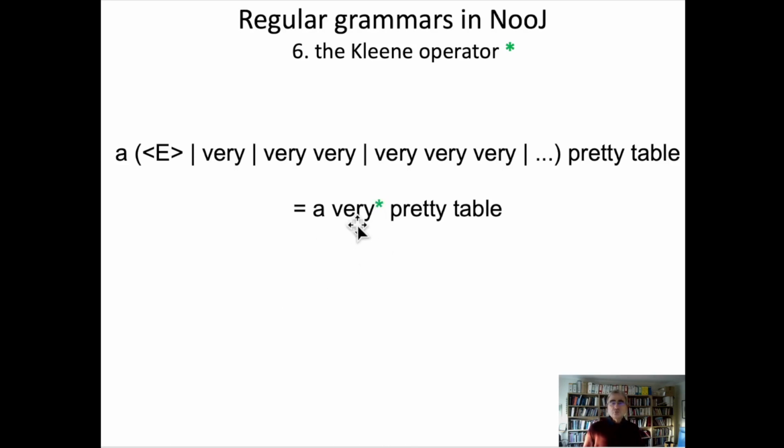So a very star pretty table means a followed by any number including 0, 1, 2, 3, 17, 234 occurrences of the word very, followed by pretty, followed by table. Again, this operator is very important in linguistics.